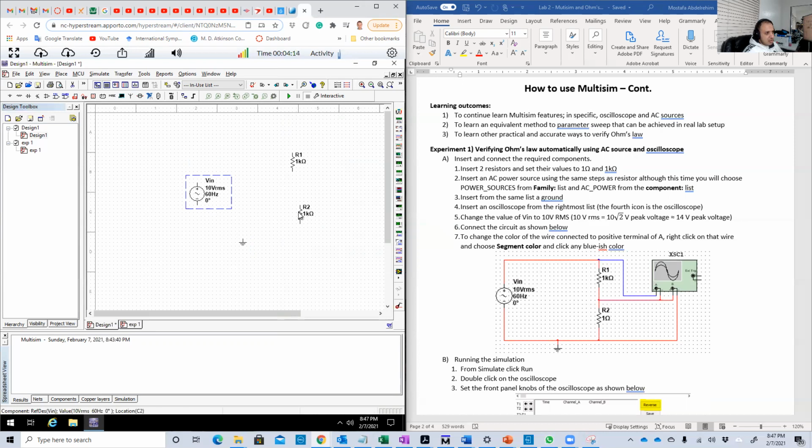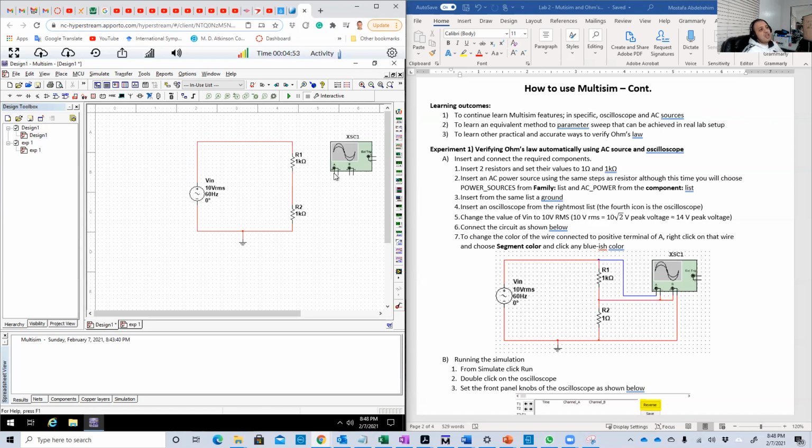We need to make R1 vertical, as well as R2. Get them around the center and align them together. Now connect R1 to the positive terminal of the input, R1 and R2 together, then R2 with the negative terminal of the input, and finally the ground to that terminal. We need the oscilloscope. The oscilloscopes are on the rightmost panel. Just hover over each symbol until you find it. Maybe number 4, yes, number 4 exactly.